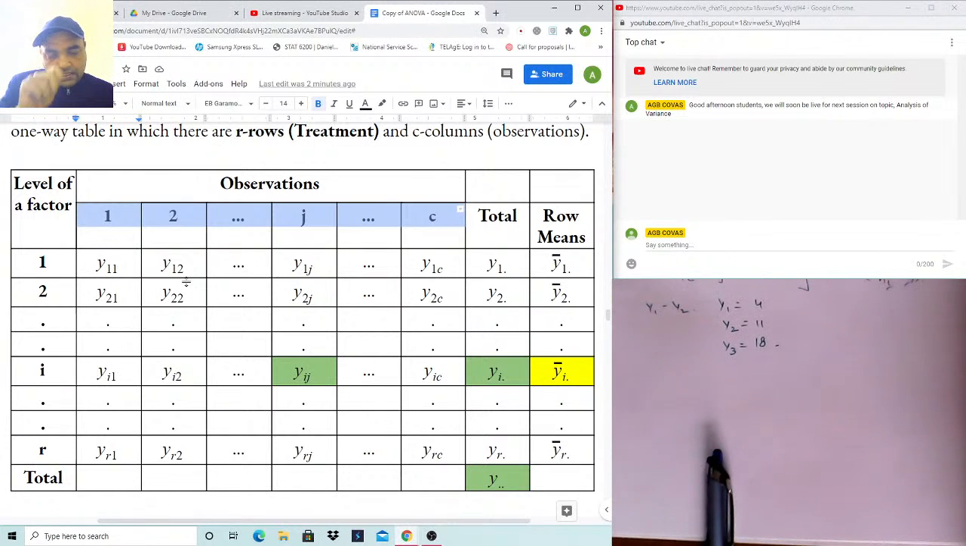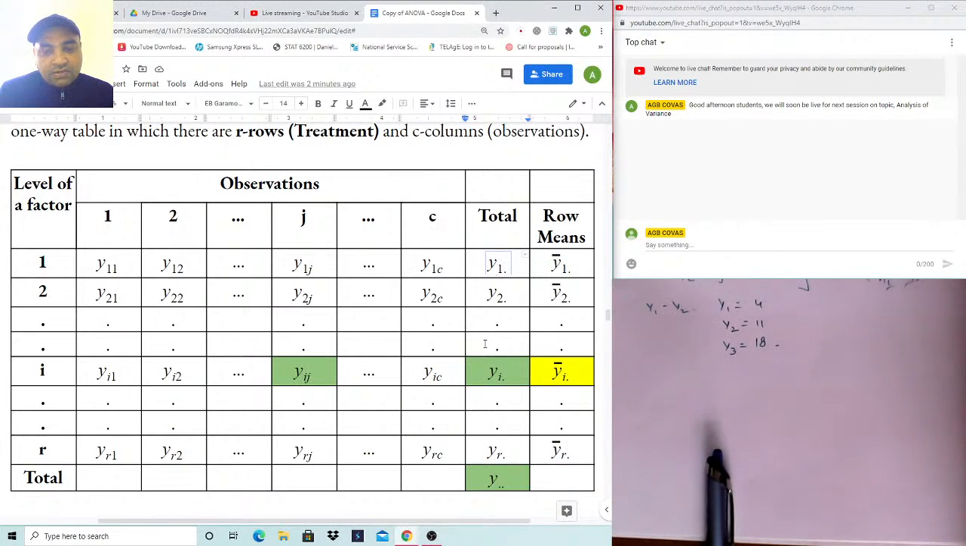When these were the replications, what we have to do in one way ANOVA is total them up. That is, we total the first row, then total the second row, then the third row, likewise you total the rth row. Then you have to take the mean. These means will be used when you will be doing the pairwise test. Once you have this total, then you make the square table.